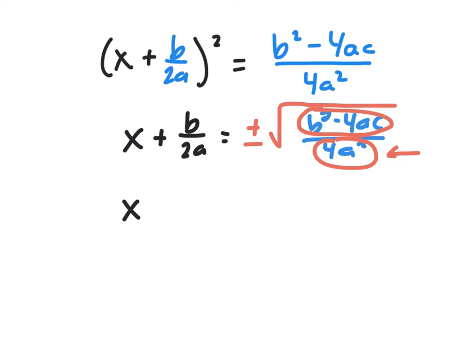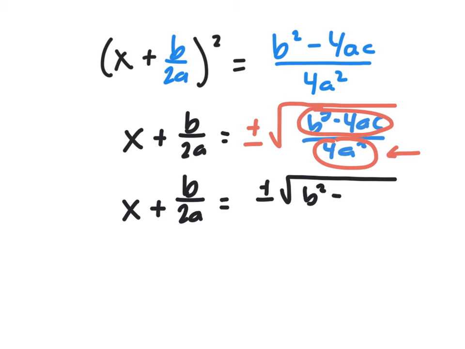So what we end up with is x plus b over 2a. I guess I switched to all black here. And in the numerator, we end up with the square root of b squared minus 4ac. But in the denominator, we have 2a, because that's the square root of 4a squared. And that's good news because I'm about to solve for x over here. And the fraction that I'm using on this side also has 2a in the denominator.